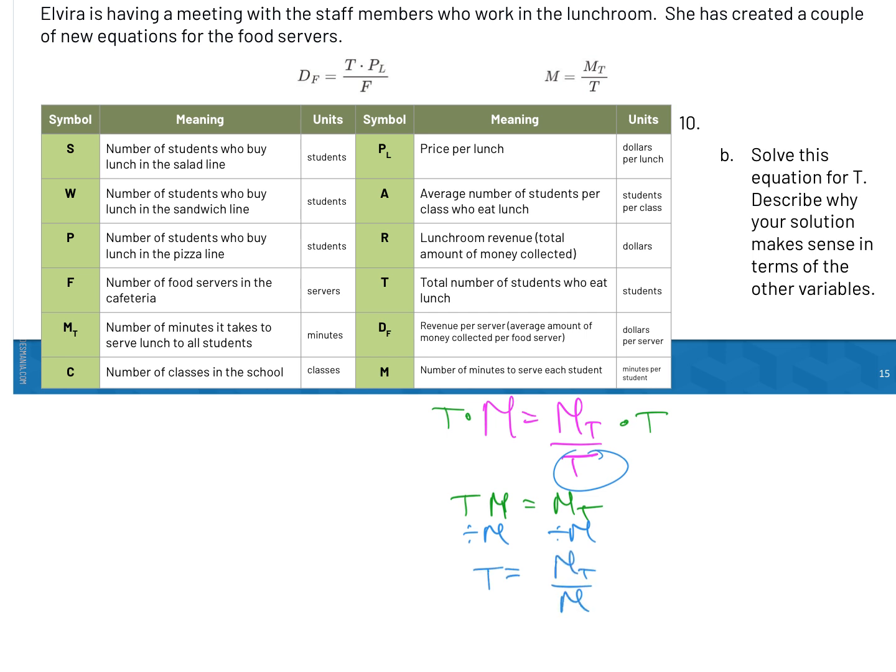So T is going to equal M of T divided by M. T is the total number of students who eat lunch. We are looking at M of T, which is the number of students times the minutes it takes to serve the students, over M, which is minutes per student. So yes, that would give us our time all together. Notice again how this helps us understand what's going on with Elvira.